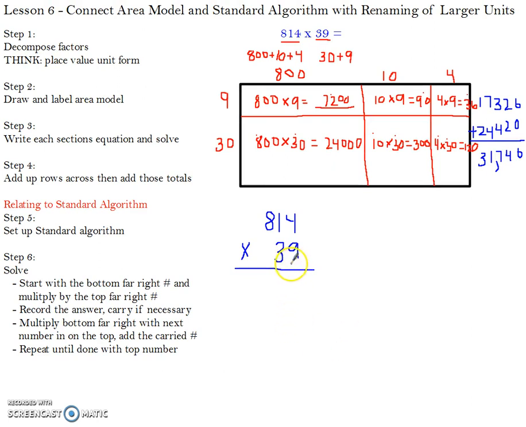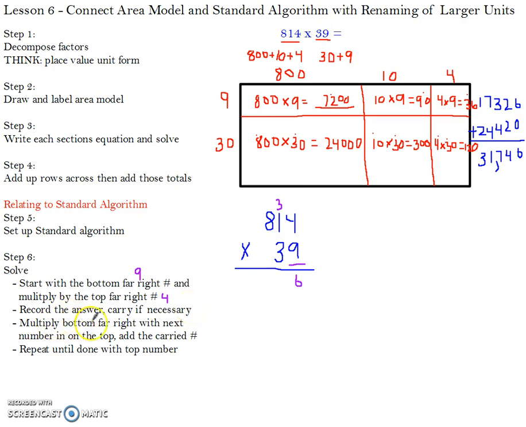Okay, we are going to start solving the standard algorithm. So what you want to do is you want to start with the bottom far right number. For this one, that is going to be the 9. And we're going to multiply it by the far top right number, which in this case is a 4. So 9 times 4 is 36. We can't put 36 here, so we have to leave the 6 and carry the 3.